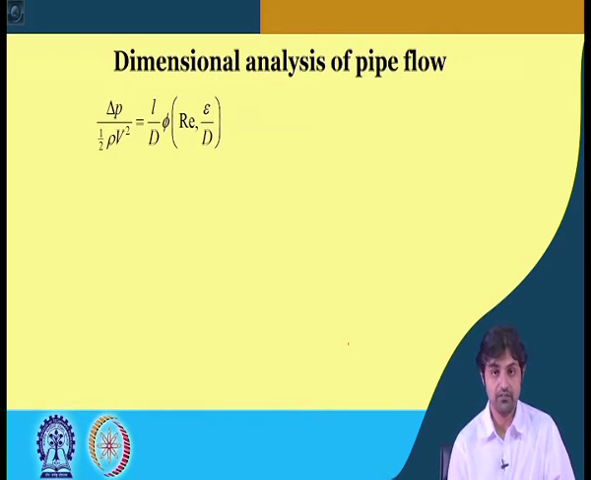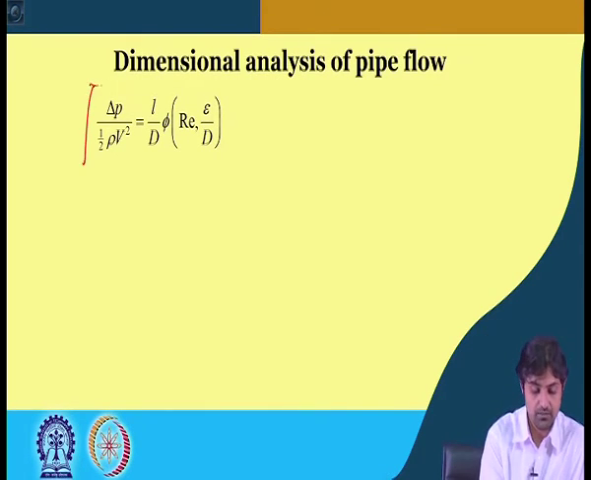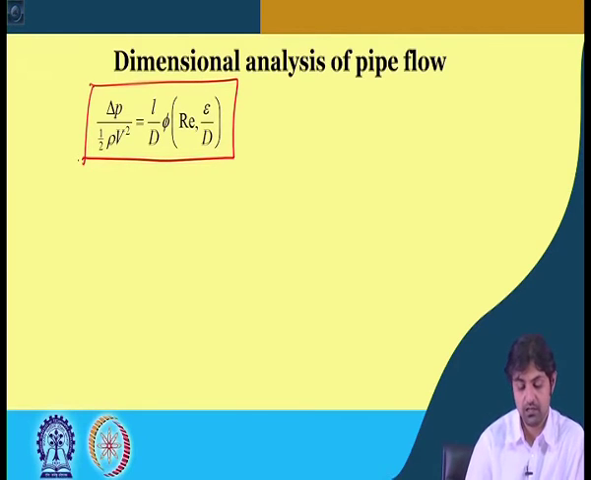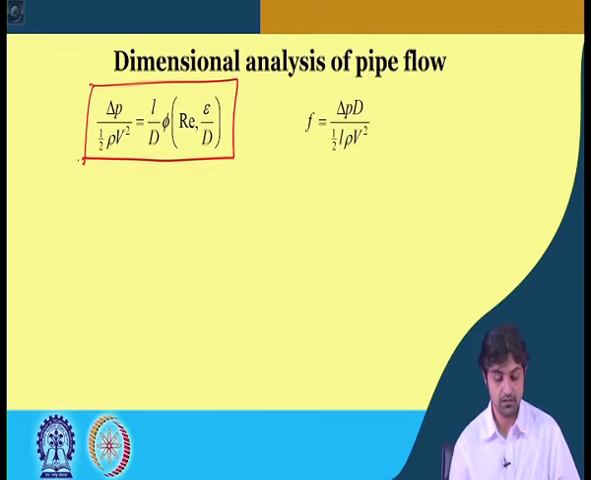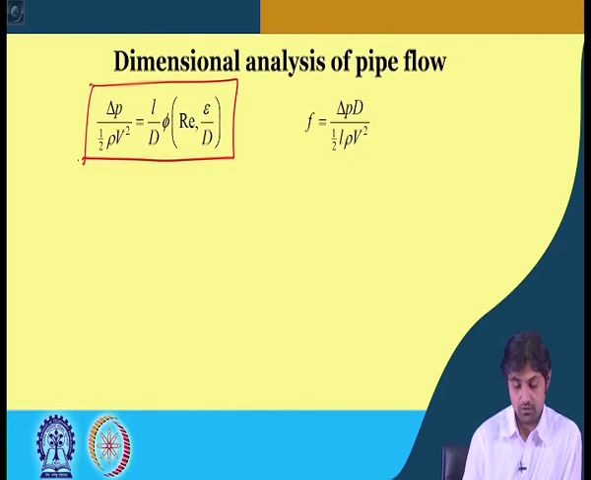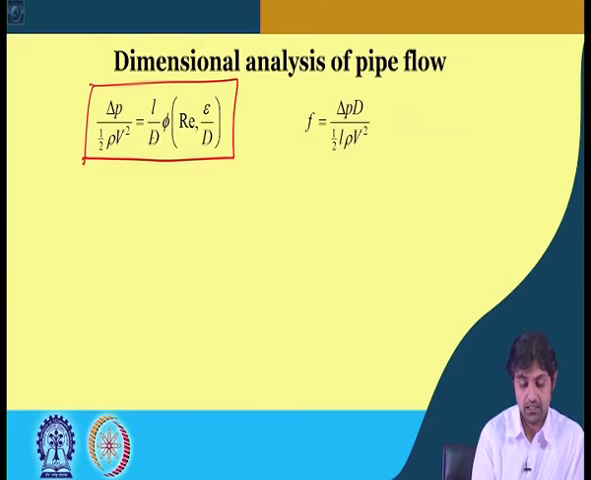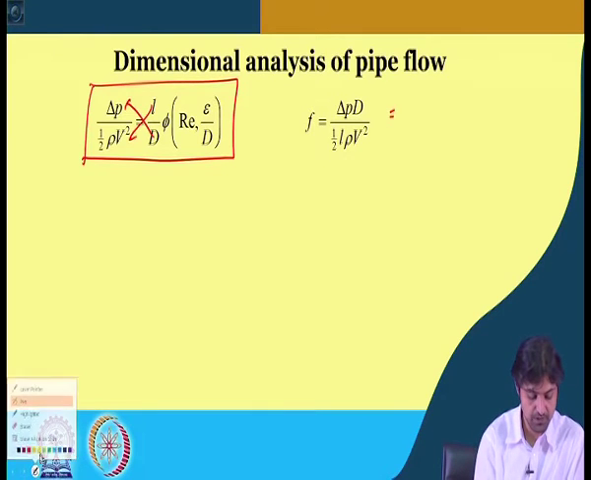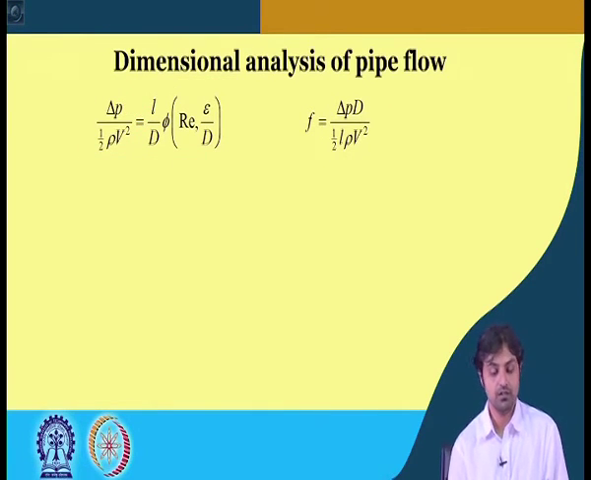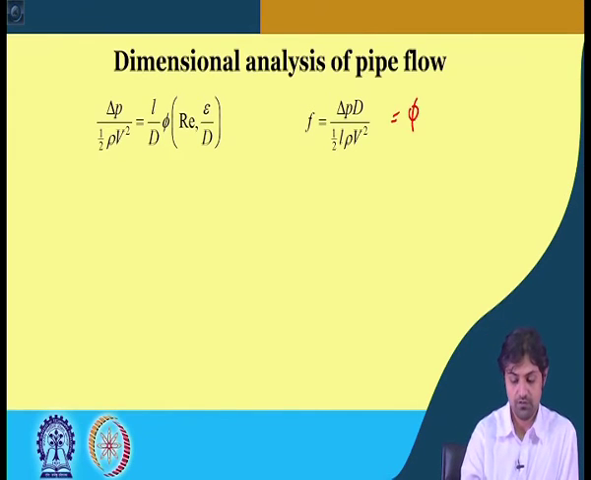So again we write down the same equation, delta P by half rho V square is L by D and a function of Reynolds number and epsilon by D. So we bring L by D to the other side and define it. If you take D on this side and L here and term it F, so F is nothing but delta P times D divided by half L rho V square, and this we call friction factor F. All right, so F is a function of Reynolds number and epsilon by D.